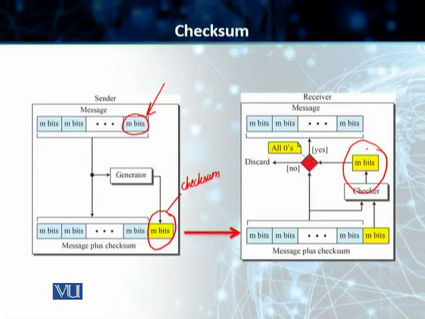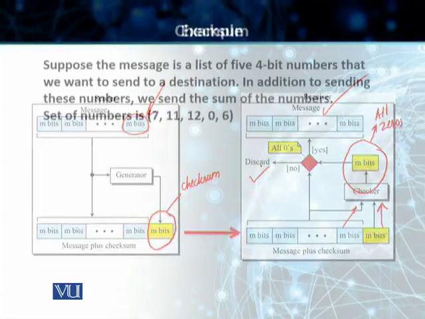Now, if the new checksum that is created from the M-bit data and this checksum comes out as an M-bit result that is all zeros, the message is accepted. If this is not equal to zeros, the message is discarded. The actual concept behind this checksum is very simple, and we'll show it to you using a small example.